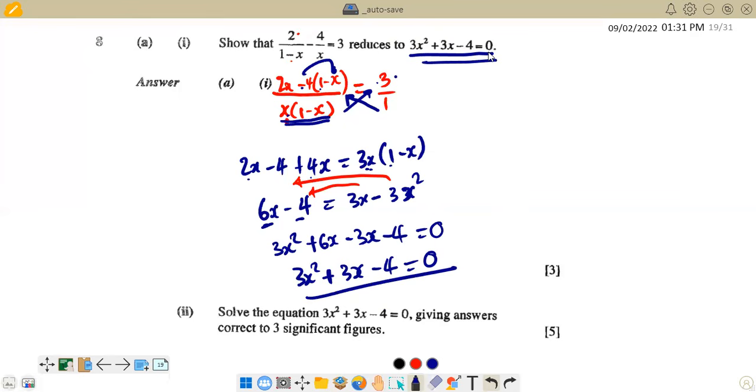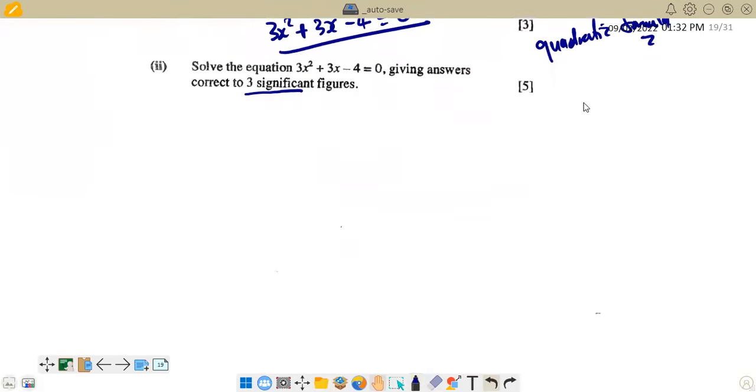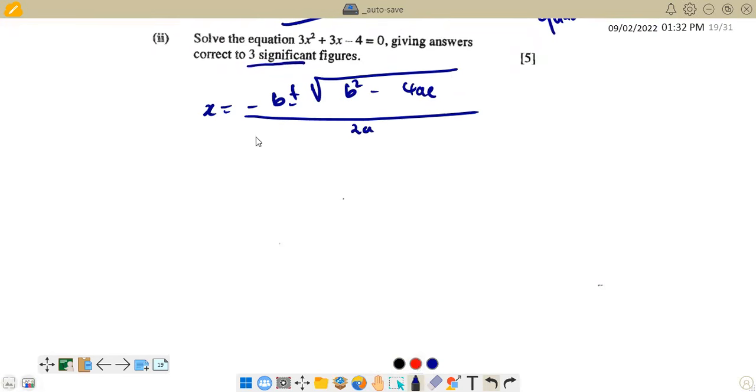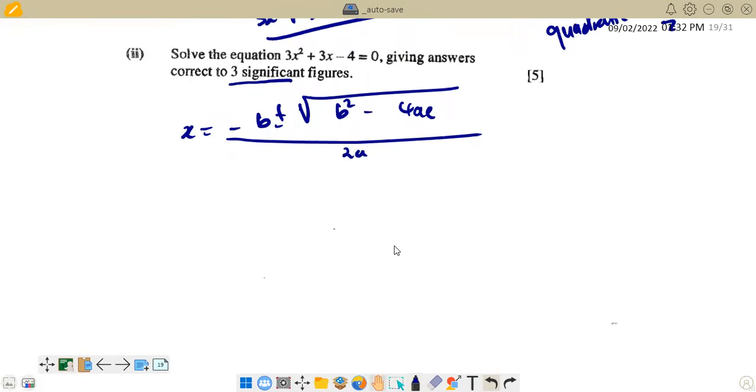Then solve the equation, giving your answer correct to 3 significant figures. Once you are given this type of equation with correct to, it means factorization, forget about it. Think of the quadratic formula, or you can use completing the square. I don't know which method you are best at, but most of you are used to the quadratic formula. Make sure you write down your formula properly. The formula states that x is equal to negative b plus or minus the square root of b squared minus 4ac, everything over 2a. From our equation, this is our a here, the coefficient of x squared, which is our a.